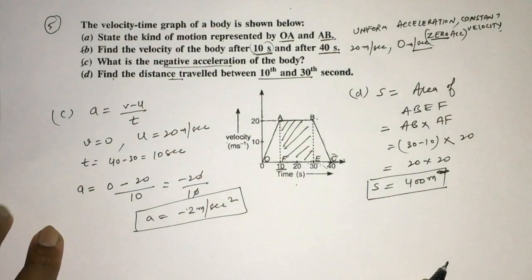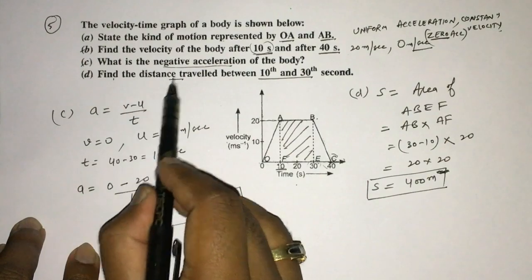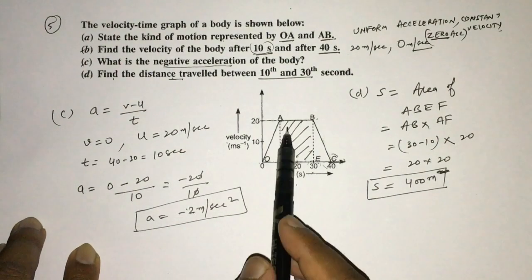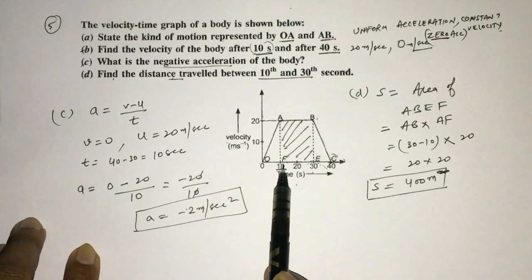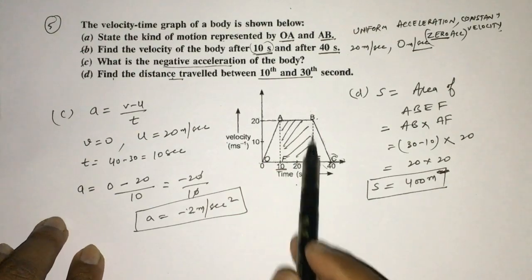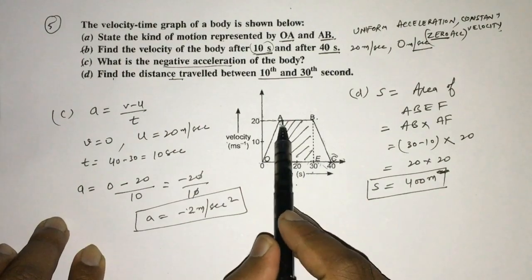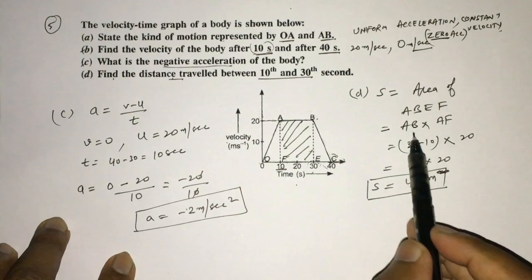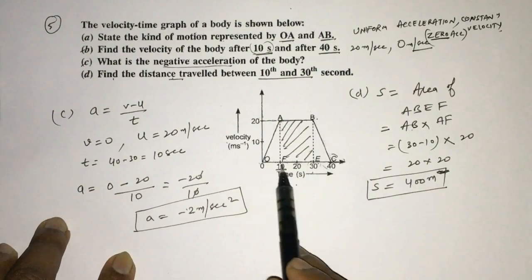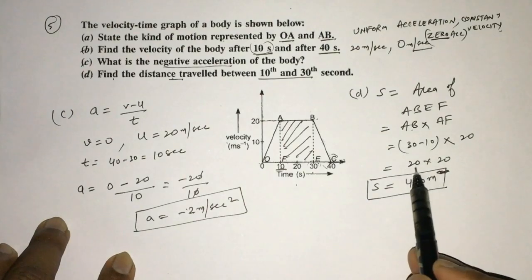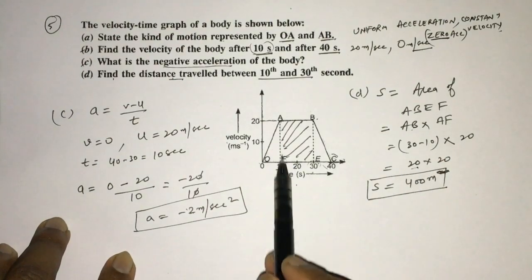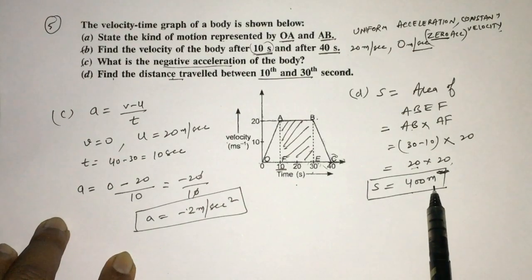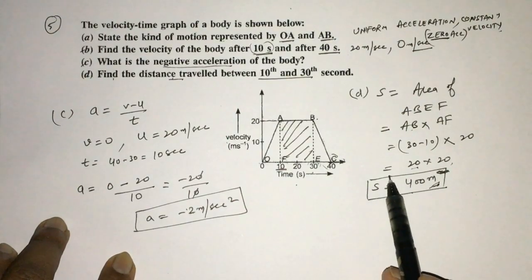Clear? I am repeating again. Whenever we need to calculate distance in a velocity time graph, we have to calculate the area under the graph, that is the area of this A, B, E, F part, which is a square. So AB into AF, or you can say side square. The value of AB, which is the same as EF, is 30 minus 10, which is equal to 20. The value of AF is 20 again. So 20 into 20 is 400 meter. Meter is the SI unit of distance.